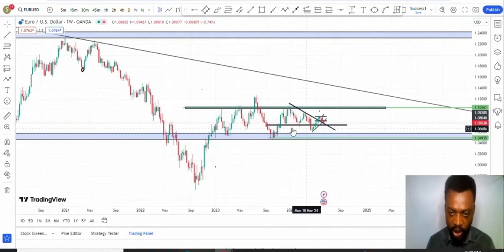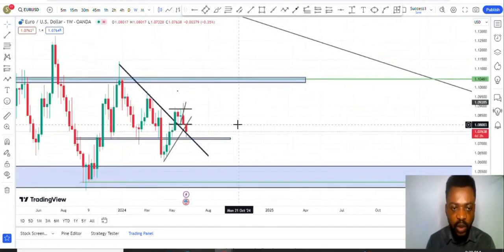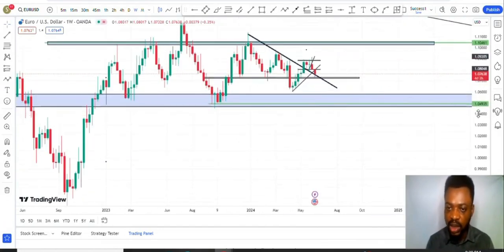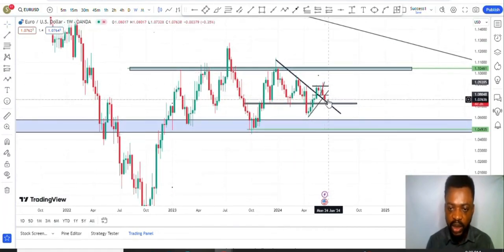But at the moment, this is where we are. Wow, this is where price is. This is what price is doing, right? So from the weekly time frame, we are seeing that price was coming down at the time.